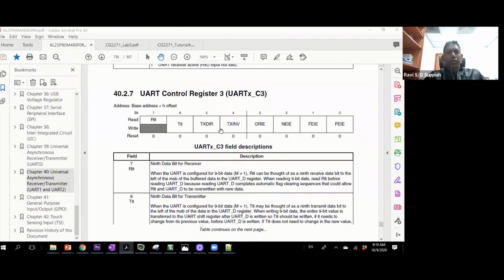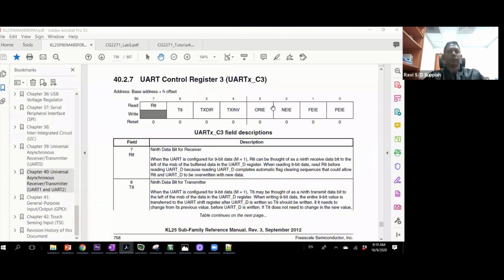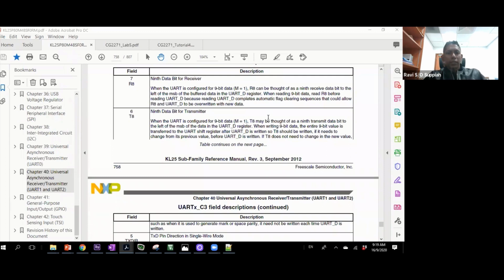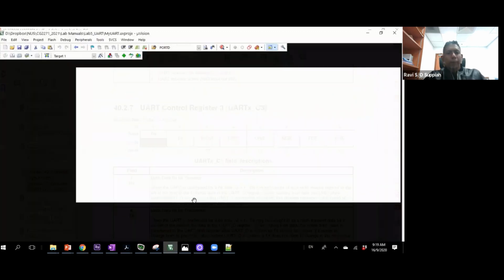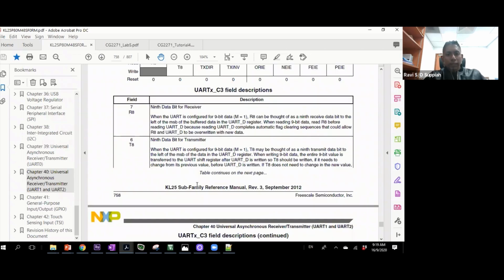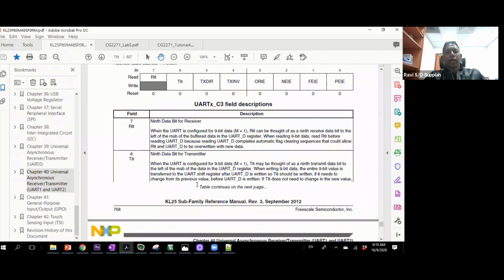And the last one is the C3 register. The C3 register here is for when you are dealing with 9th bit data. Because your actual data that you transmit, you write to a particular register which takes in 8 bits at a time. So the additional 9th bit you need to write into this register here.